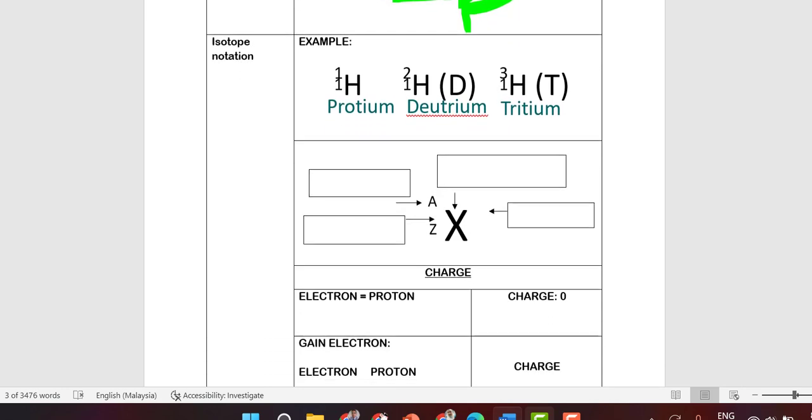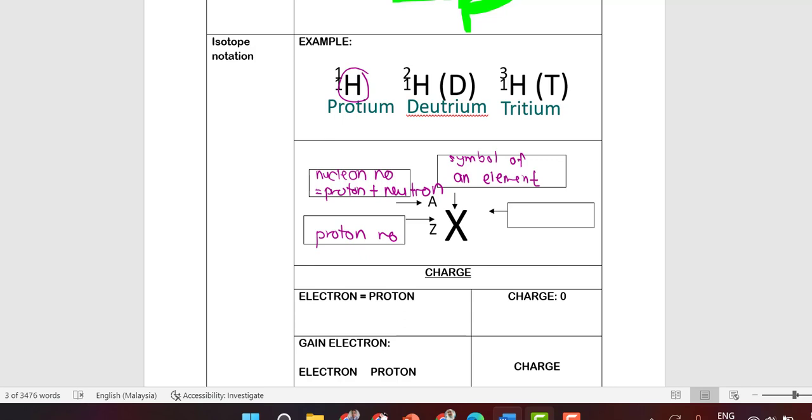So in general, how to write isotopic notation? Here X, or here H, is the symbol of an element. It could be hydrogen, carbon, silicon, sulfur, and so on. A is the nucleon number, or number of nucleon. Nucleon number is equal to proton plus neutron. Down here we have the proton number.